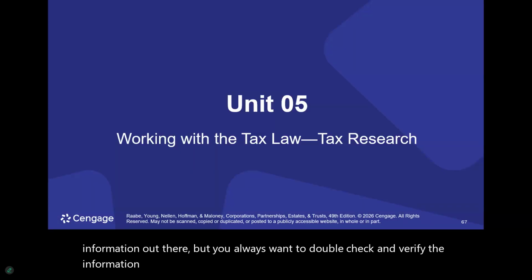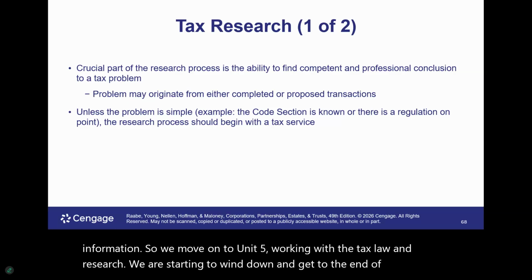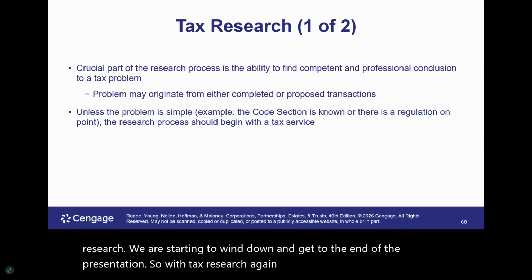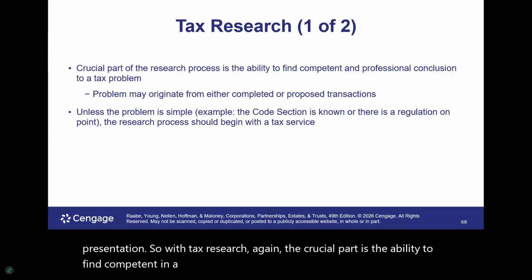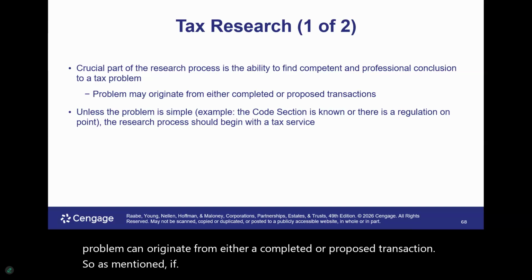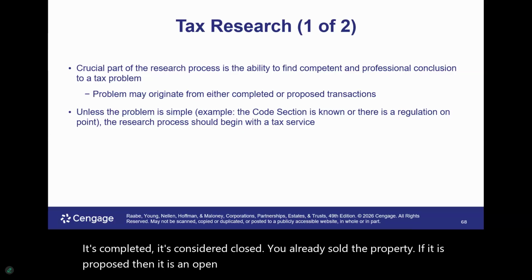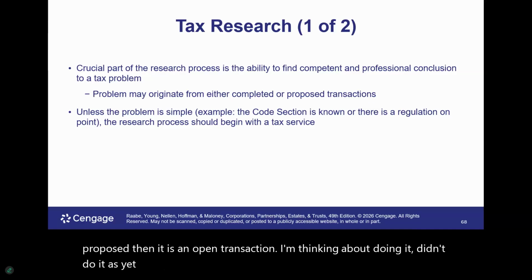So we move on to Unit 5, working with the tax law and research. We are starting to wind down and get to the end of the presentation. So with tax research, the crucial part is the ability to find a competent and professional conclusion to the tax problem. The problem can originate from either a completed or a proposed transaction. As mentioned, if it's completed, it's considered closed. You already sold the property. If it is proposed, then it is an open transaction. I'm thinking about doing it, didn't do it as yet. So that definitely plays a significant role.